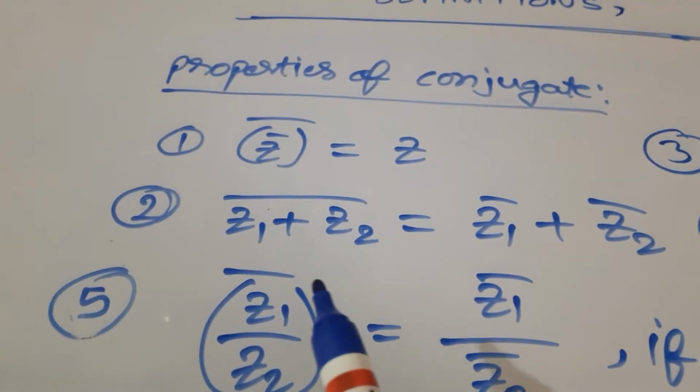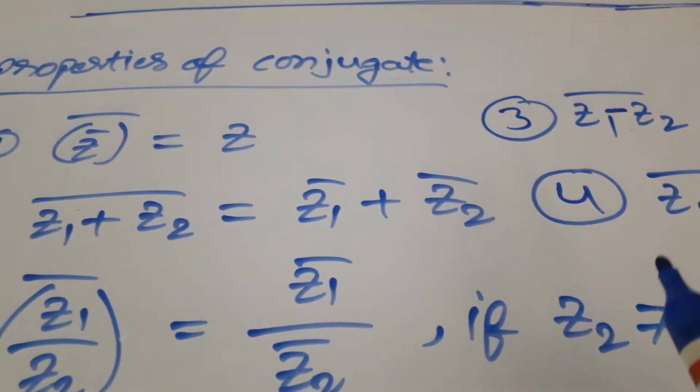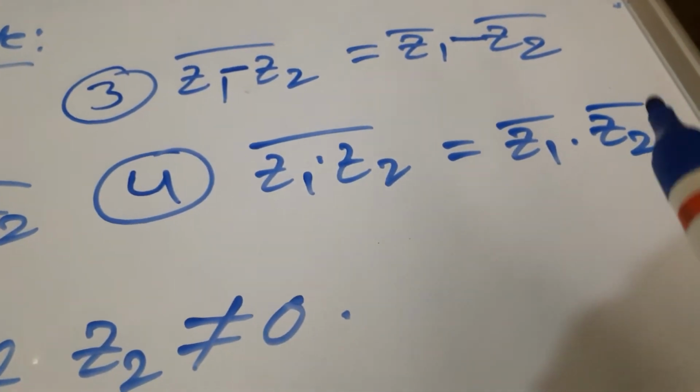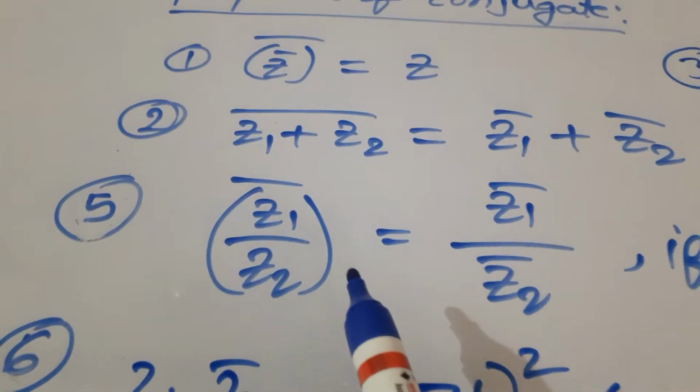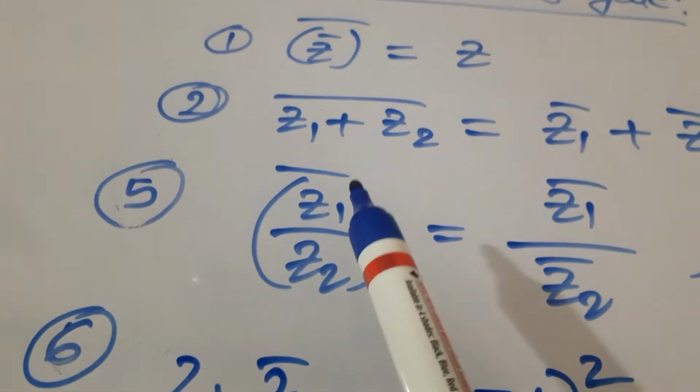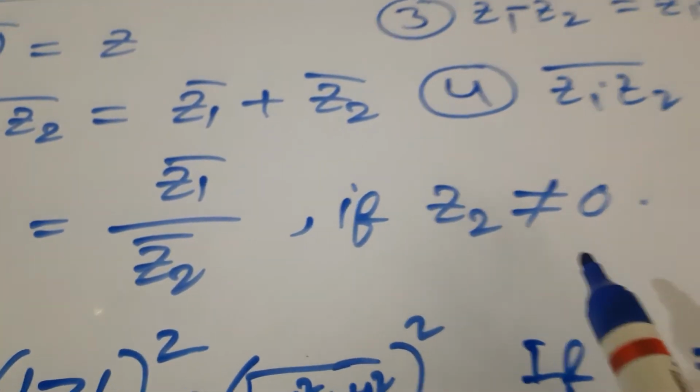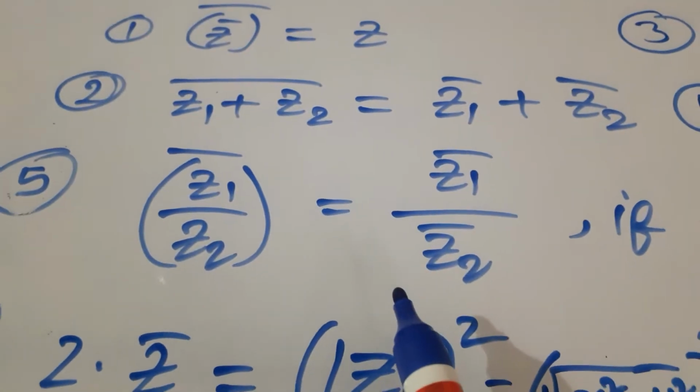Next, fourth property is z1 into z2 whole bar equal to z1 bar into z2 bar. Fifth property is z1 by z2 whole bar is equal to z1 bar by z2 bar, if z2 not equal to 0.